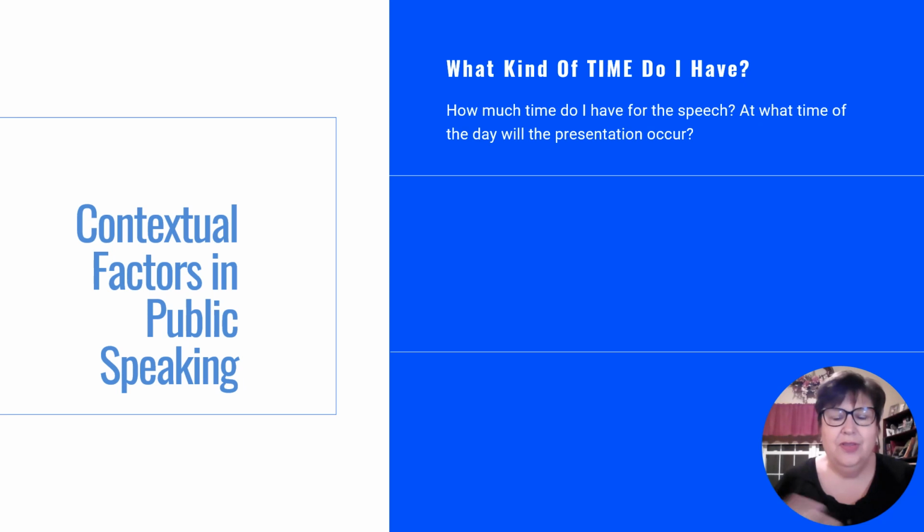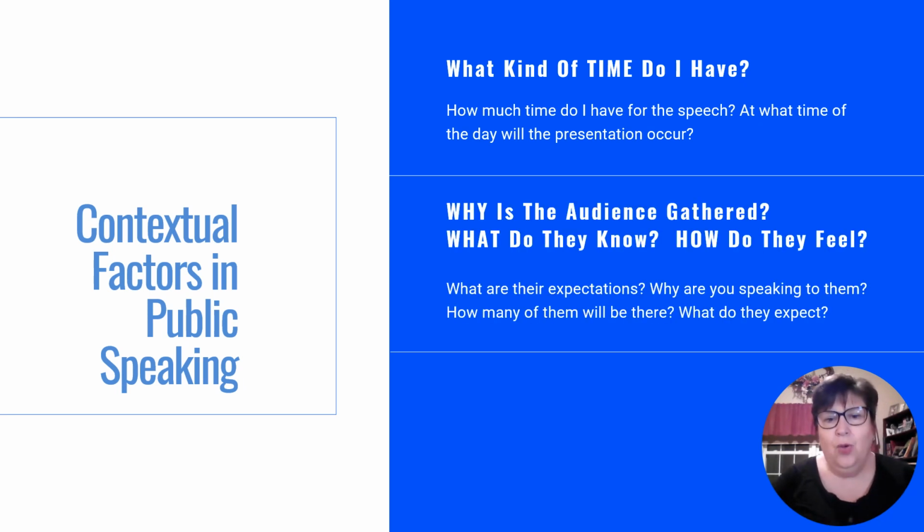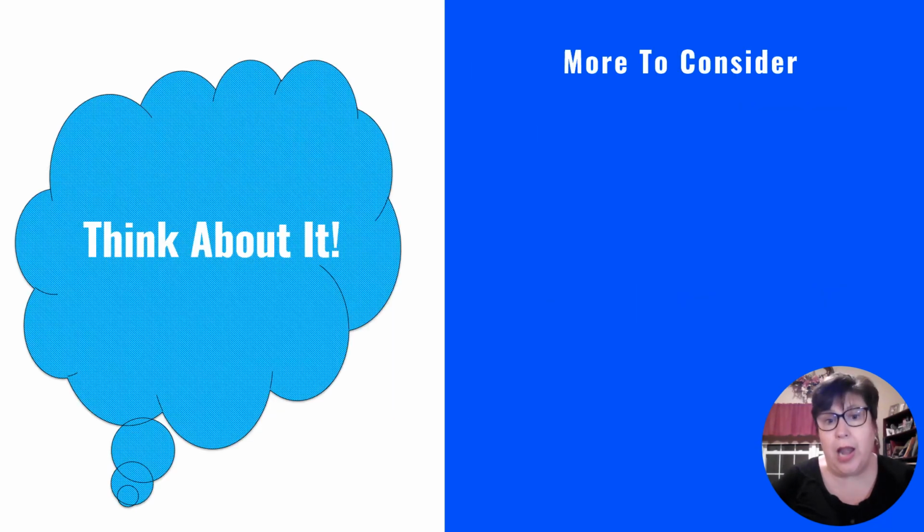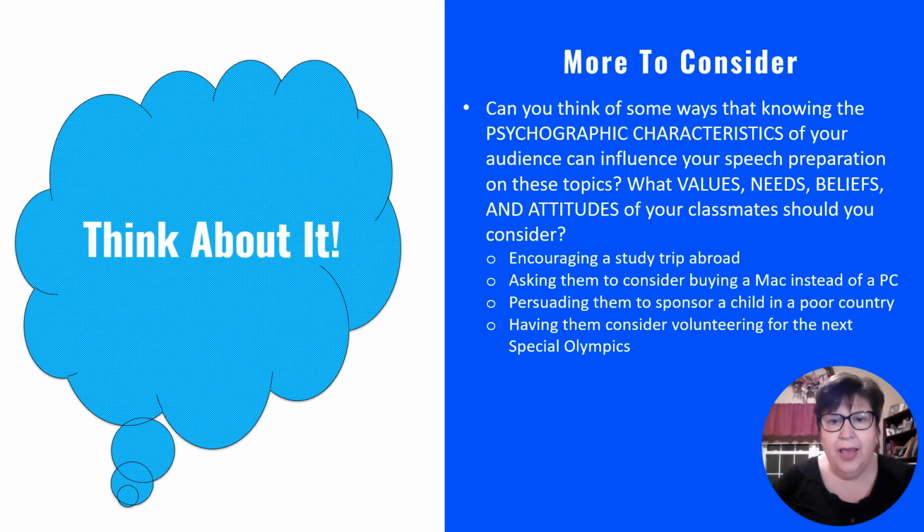And then we'll think about the context of it, right? What kind of time do I have? Why are they there? Again, just recapping what I just said. And what does the physical space do for you? How does it work or not work to deliver your message? And think about ways that psychographic characteristics of the audience can actually influence your presentation, about those values, needs, beliefs, and attitudes of your classmates, right? So I have a few examples on this slide even.